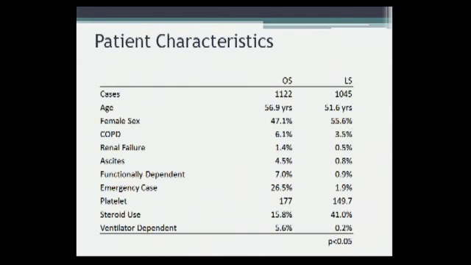This is some of the patient characteristics, the most significant preoperative differences between our two groups. There are about 1,122 open splenectomy cases in comparison to 1,045 laparoscopic. Open splenectomy patients were more likely to be older, less likely to be female, and also had more likelihood of COPD, renal failure, ascites, and be functionally dependent on others. Also, there's a much higher incidence of emergency cases in open splenectomy. In the laparoscopic group, the platelets were more likely to be lower, 149 versus 177, and there's much higher steroid use.